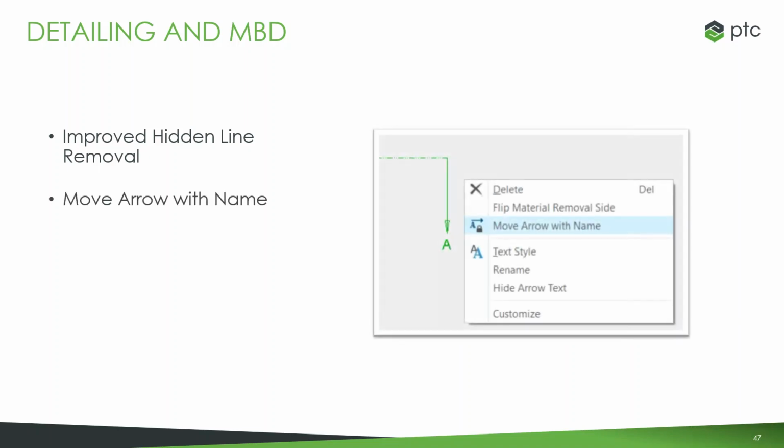You can now move the arrow with the names. So when you have some different section arrows that you want to move around, you are able to drag those to a new area, but now the name will follow right with it. So you don't have to go back and look for this name that you've left on its own. It'll go right with the arrow, and this will also be included in later builds of Creo 4 and Creo 6.